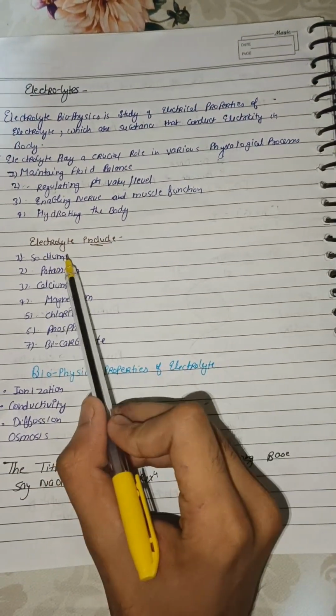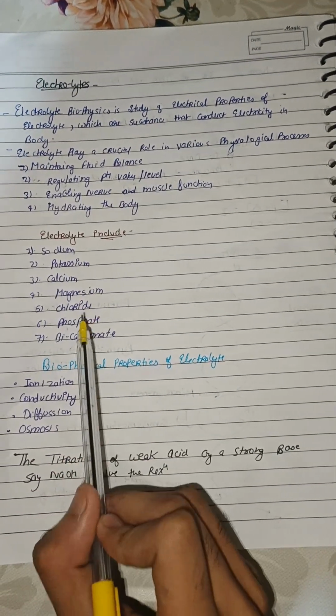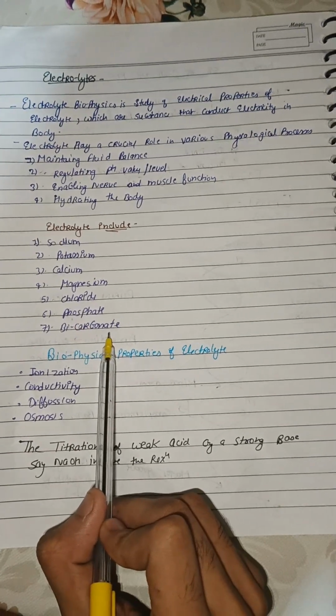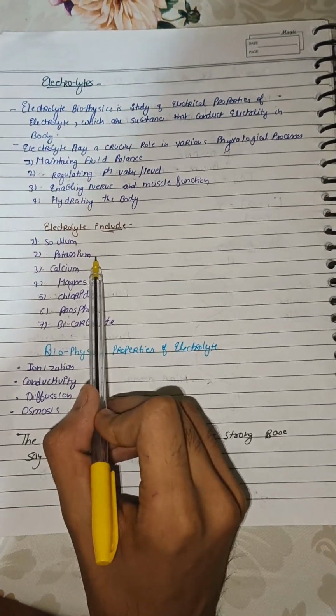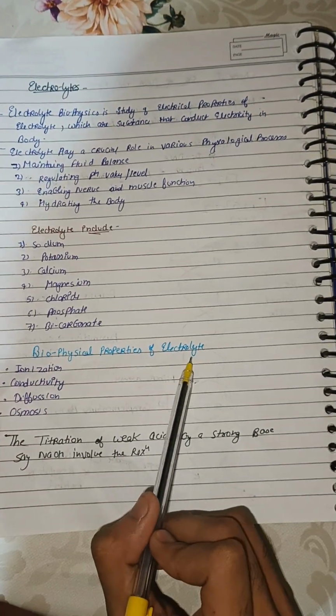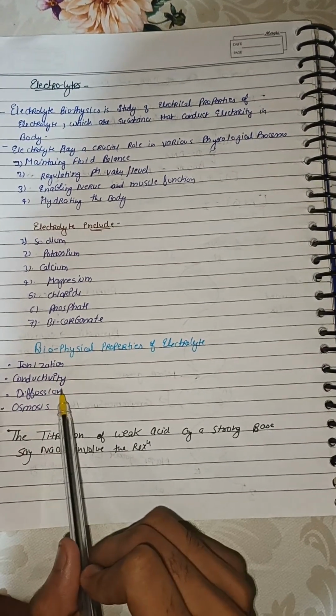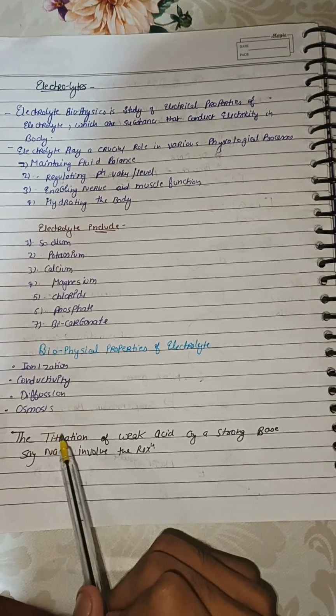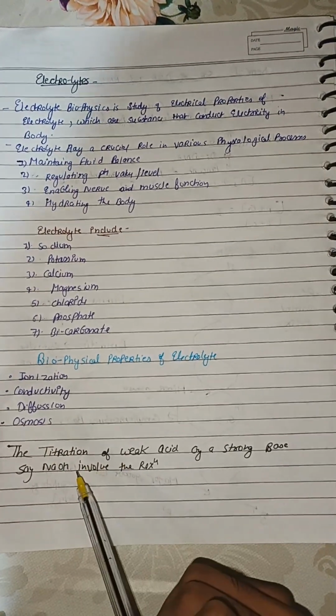Some electrolytes are sodium, potassium, calcium, magnesium, chloride, phosphate, and bicarbonate. These electrolytes are also used in the sodium-potassium pump and channels. Some biophysical properties of electrolytes are ionization, conductivity, diffusion, and osmosis. Then there is the titration of weak acids with a strong base, NaOH.